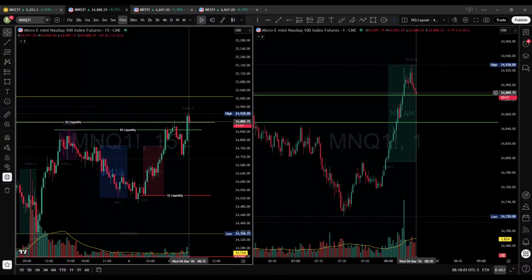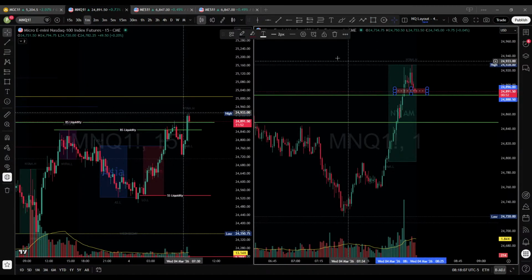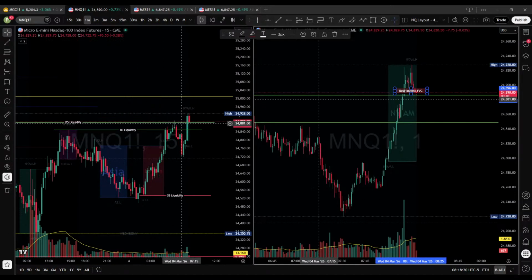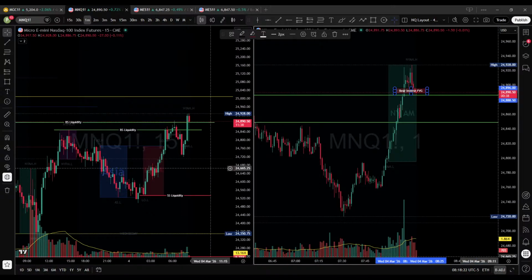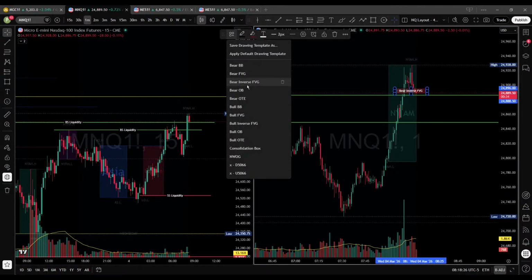I'm looking for shorts right now. The swing high, the bearish inversion fair value gap. Proper candle closure above this fair value gap. Above this bull side liquidity.